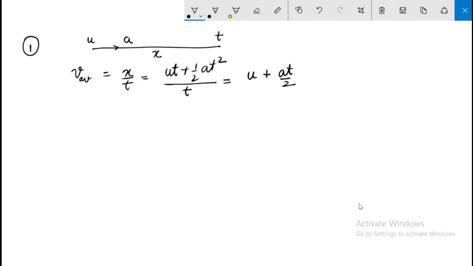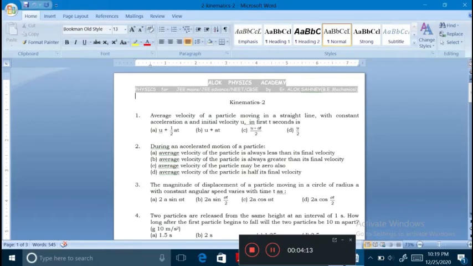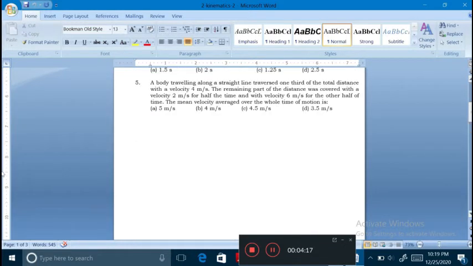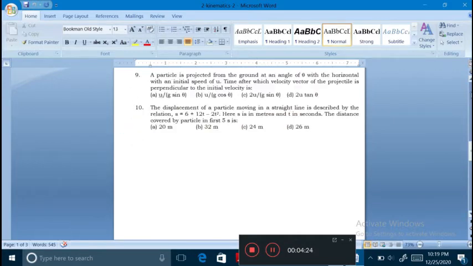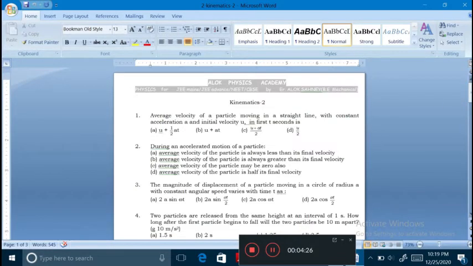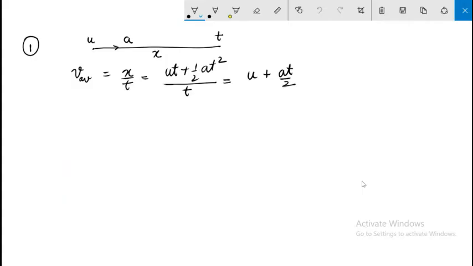Now let us see which option matches with this. u plus at by 2, option A. Now let us check the answers. Exactly, this option A is the correct answer to this question. So this is how we can solve the first question. I hope all of you must have understood the solution.